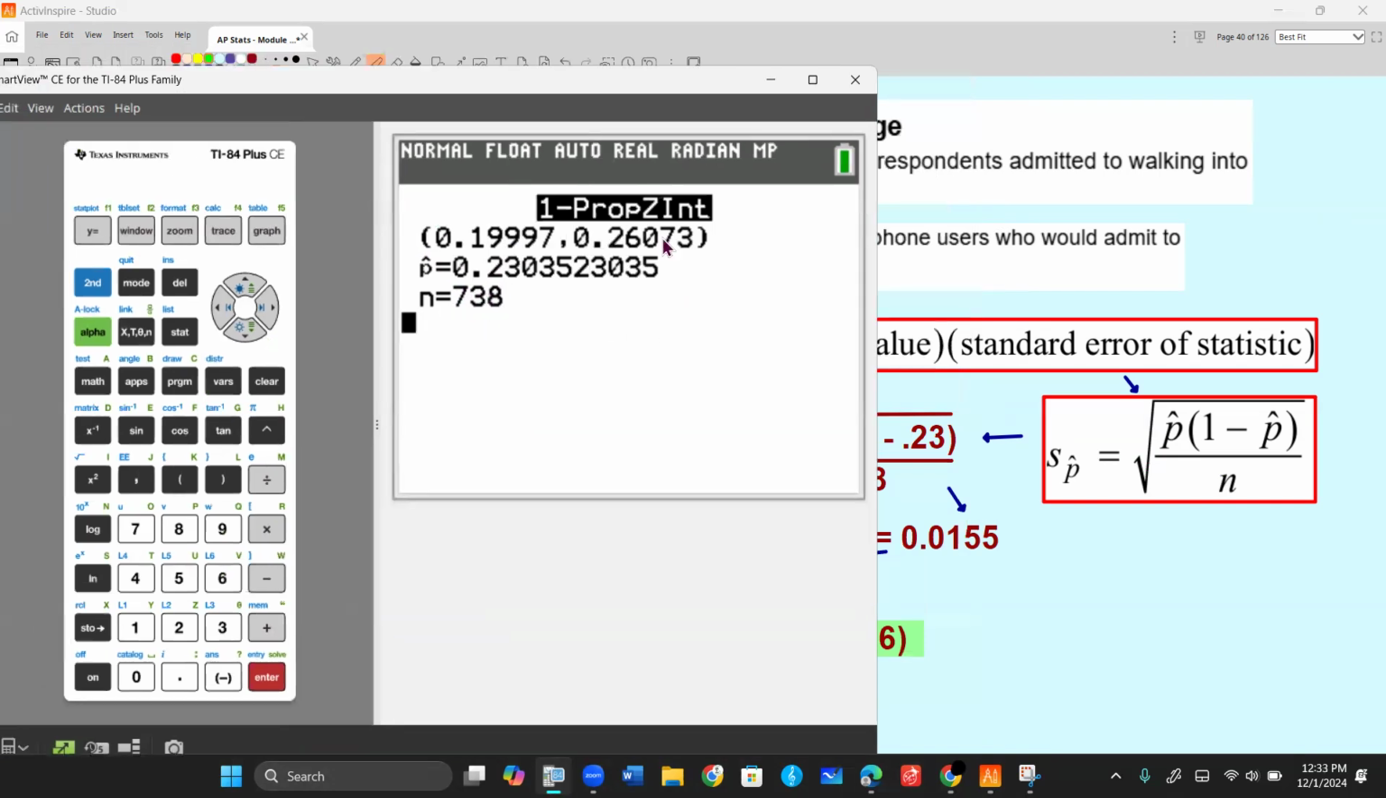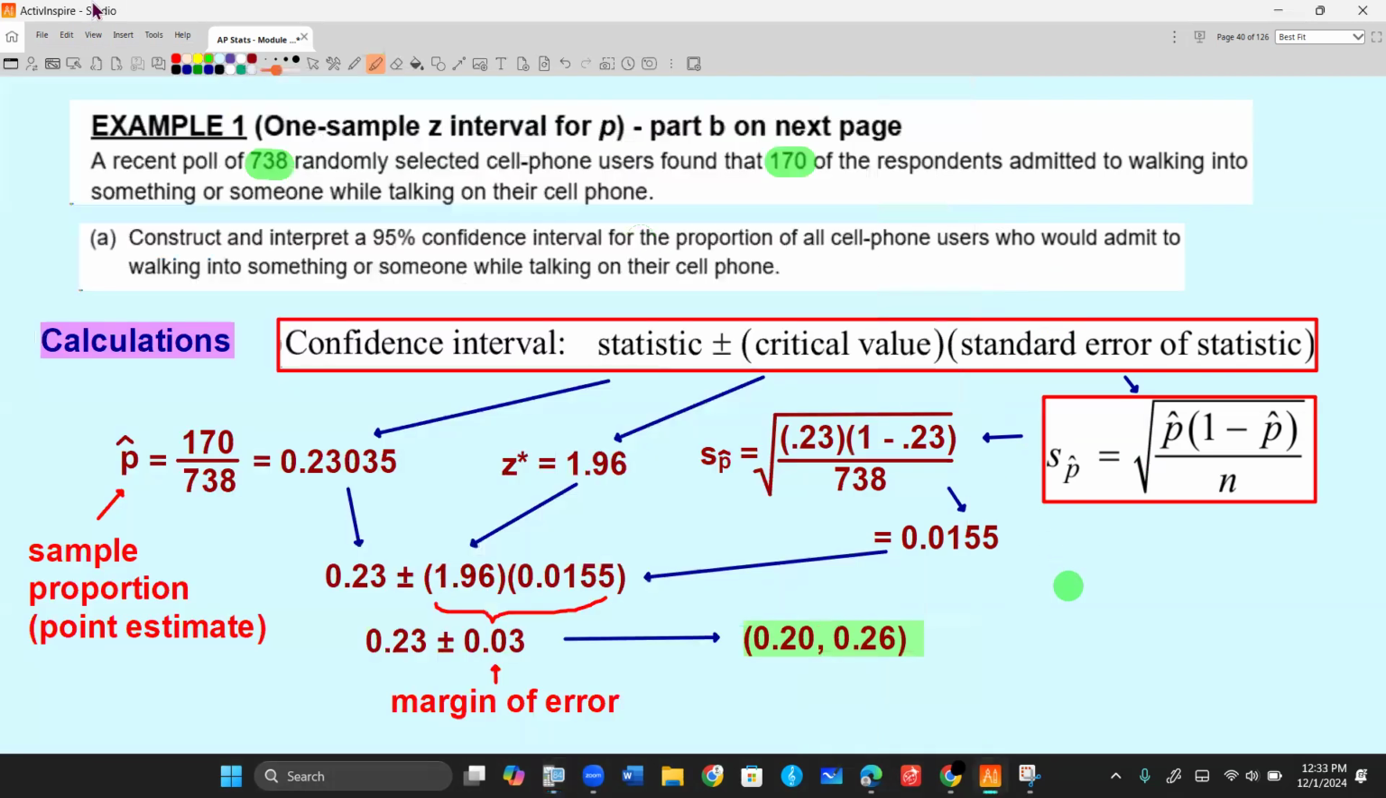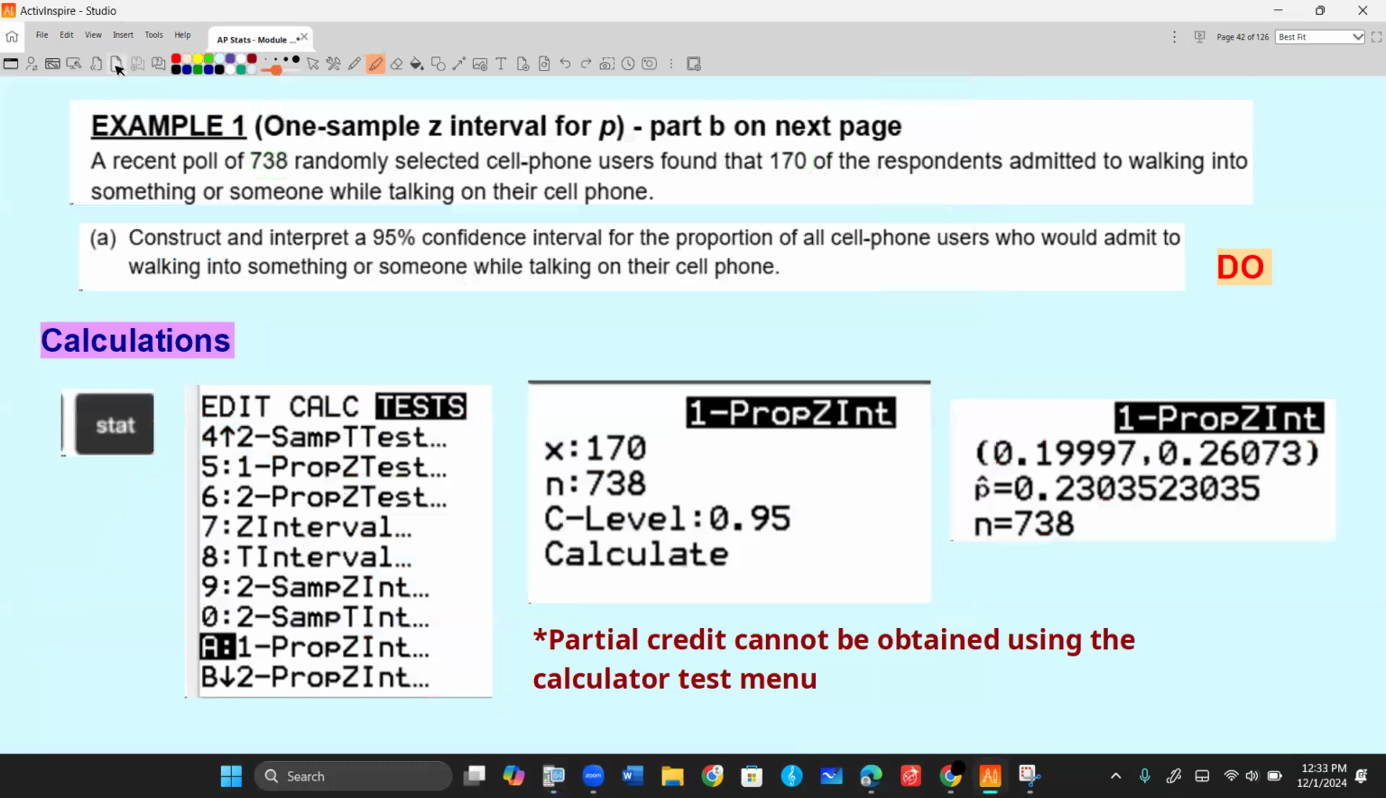And if you write all of this information down, saying you used your calculator, one proportion interval, you can get credit for this part, but you have to put it in correctly. And so here are the screenshots again, if you want to write those down or take a screenshot of that.